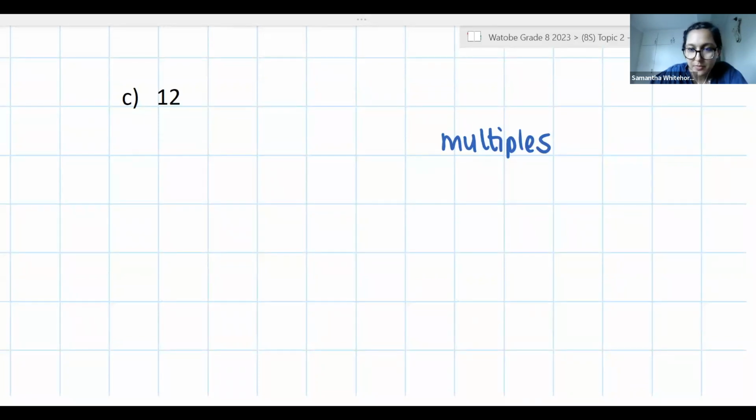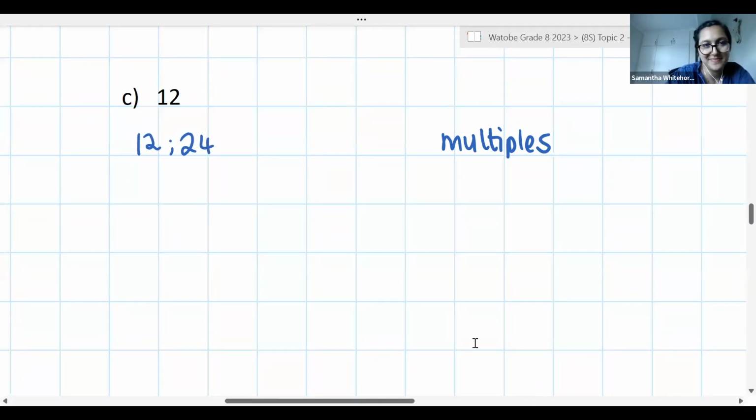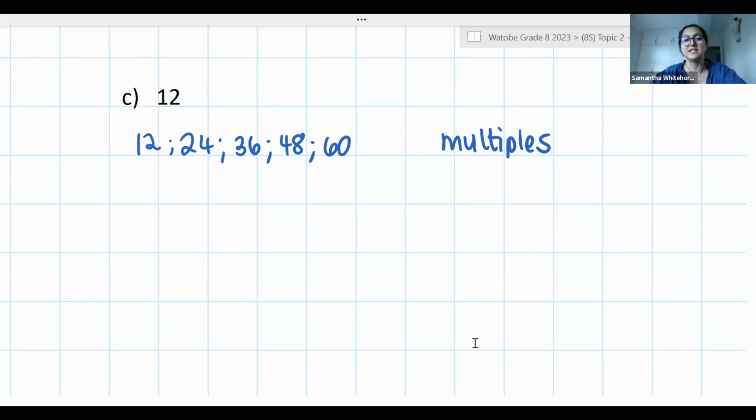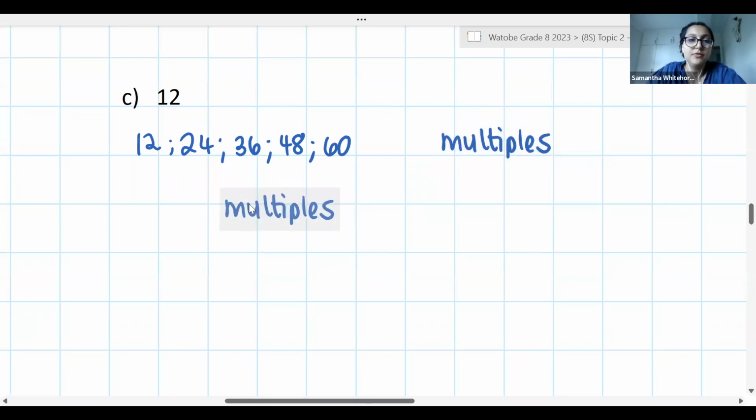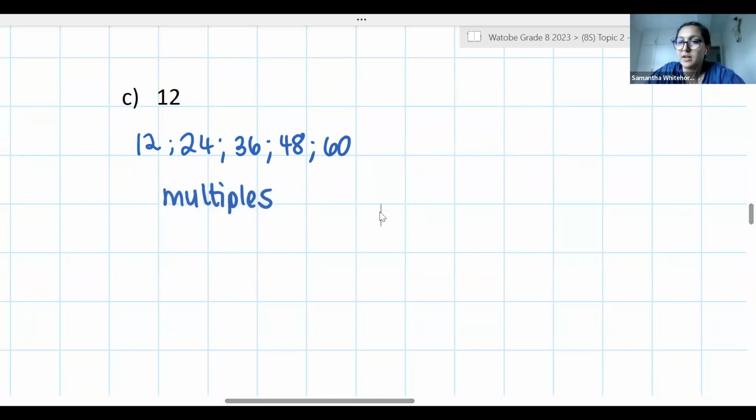Oh gosh, sorry, guys, I've got everything in my way. Princess, do you want to give it to us? The multiples of 12. Yes, ma'am. Okay. So it's 12, 24, 36, 48 and 60. Excellent. Yes, ma'am. Well done. Okay, so those are our multiples, remember, of 12. Okay, very nice, guys. Well done.